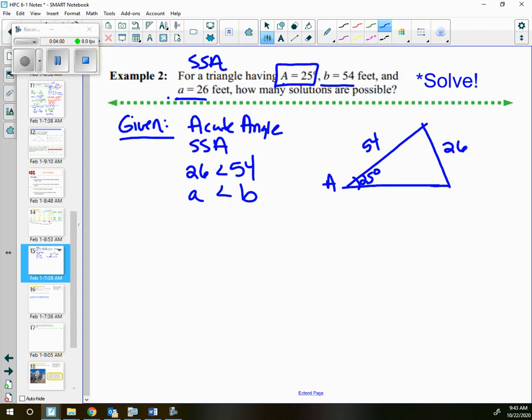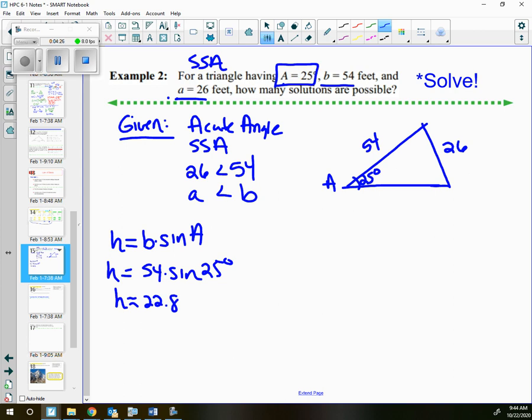So we're going to solve for the height next. We're going to figure out what the height would be in this triangle. The height is B times the sine of A, so that's 54 times the sine of 25 degrees. Let's calculate that height. If you can type that in, 54 times the sine of 25 degrees, see what you get. I'm coming up with about 22.8.